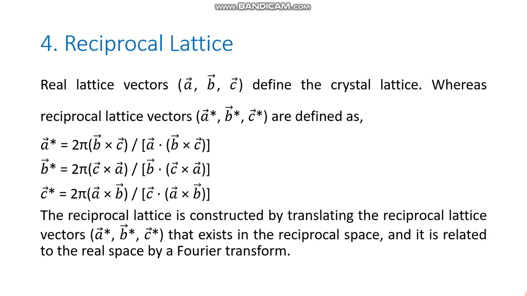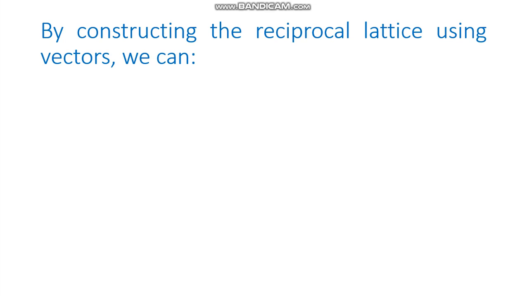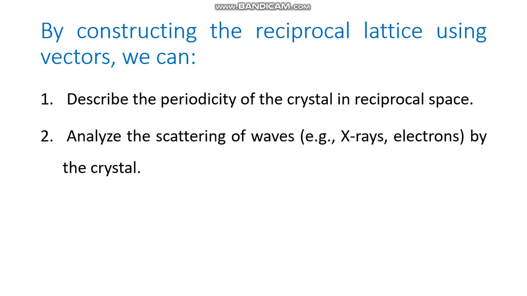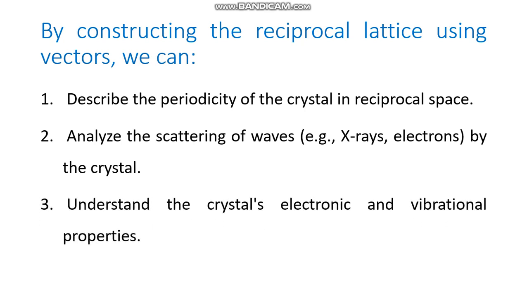So the reciprocal lattice is constructed by translating the reciprocal lattice vectors A star, B star, C star that exist in the reciprocal space, and it is related to the real space by a Fourier transform. By constructing the reciprocal lattice using vectors, what can we do? Number 1, we can describe the periodicity of the crystal in reciprocal space. Number 2, we can analyze the scattering of waves such as X-rays or electrons by the crystal. And finally, number 3, we can understand the crystal's electronic and vibrational properties.